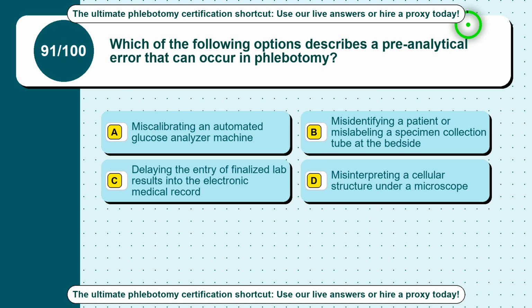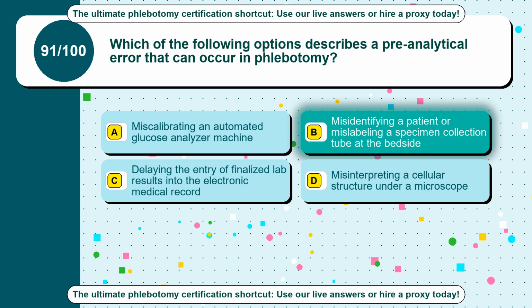Question 91. Which of the following options describes a pre-analytical error that can occur in phlebotomy? Option A, miscalibrating an automated glucose analyzer machine. Option B, misidentifying a patient or mislabeling a specimen collection tube at the bedside. Option C, delaying the entry of finalized lab results into the electronic medical record. Option D, misinterpreting a cellular structure under a microscope. The correct answer is option B, misidentifying a patient or mislabeling a specimen collection tube at the bedside.